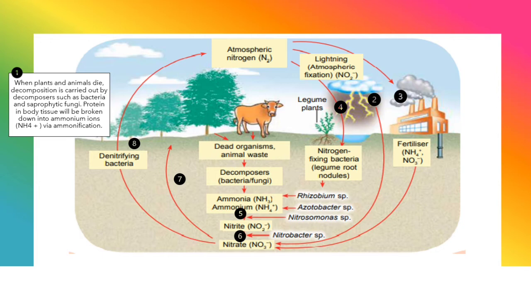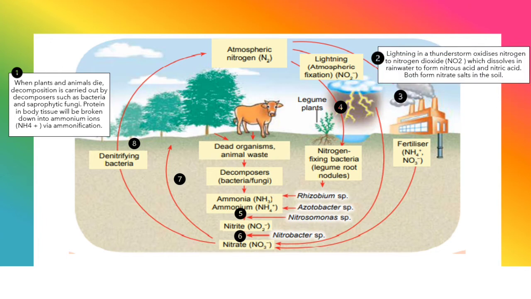Next, this is how atmospheric nitrogen is converted into ions. During lightning in a thunderstorm, nitrogen is oxidized to nitrogen dioxide, which dissolves in the rainwater to form nitrous acid and nitric acid, both forming nitrates in the soil. This process is called atmospheric fixation. So nitrogen is oxidized to nitrogen dioxide, dissolved in rainwater, forms nitrous acid or nitric acid, and falls into the soil as nitrates.